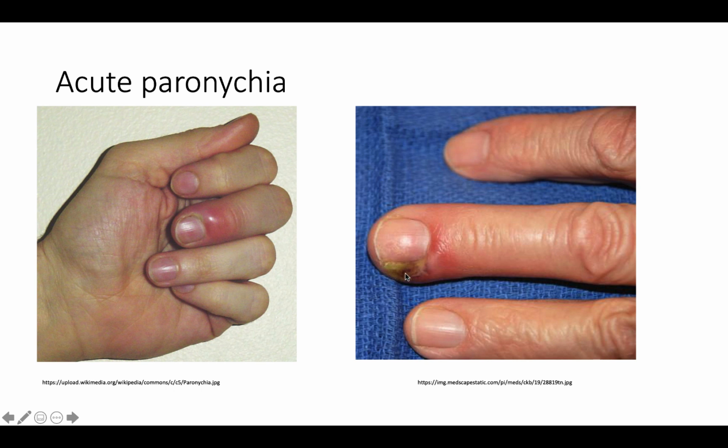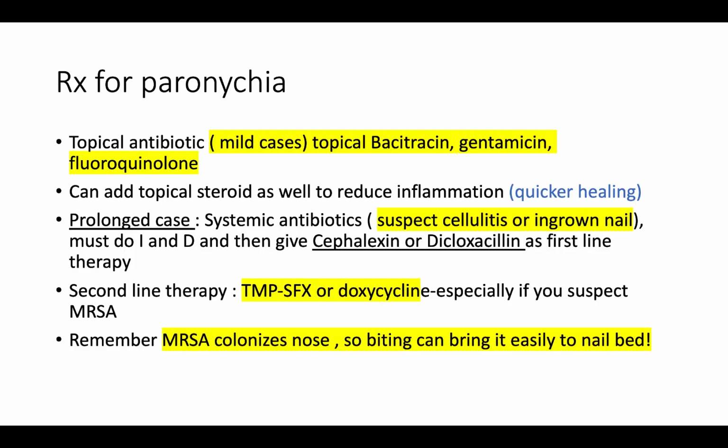But again the picture might intersect. Treatment: topical antimicrobials مثل bacitracin, gentamicin, fluoroquinolone. You can add steroid to reduce inflammation, which quickens the healing. في كتير أنواع من الفيسيليك acid comes with a low dose steroid as well. Prolonged cases هم بدك تستخدم systemic antibiotics. شو بدك تستخدم؟ راح تستخدم الانتي ستاف ديكلوكسيسيلين سيفلوكسيسيلين مثلا سيفالكسين as first line therapy.